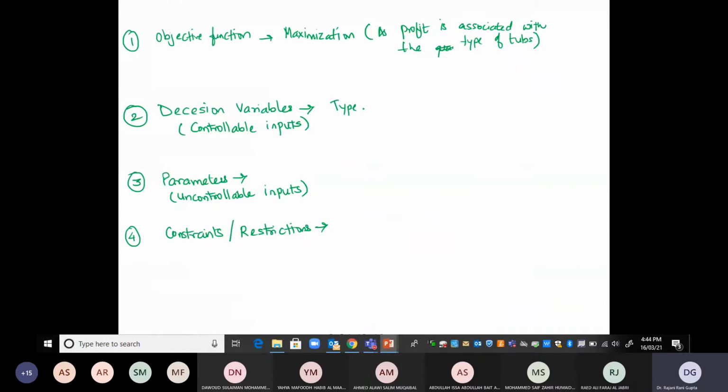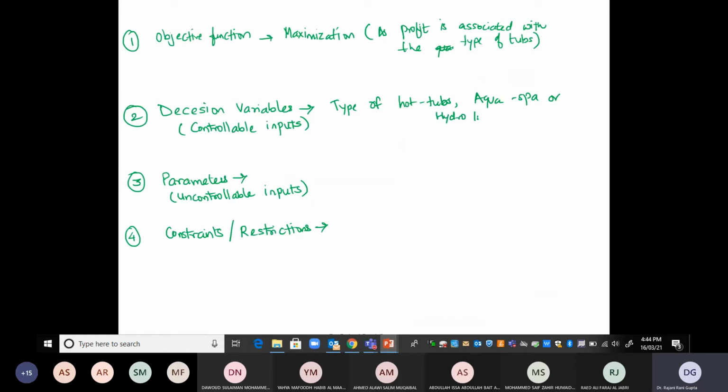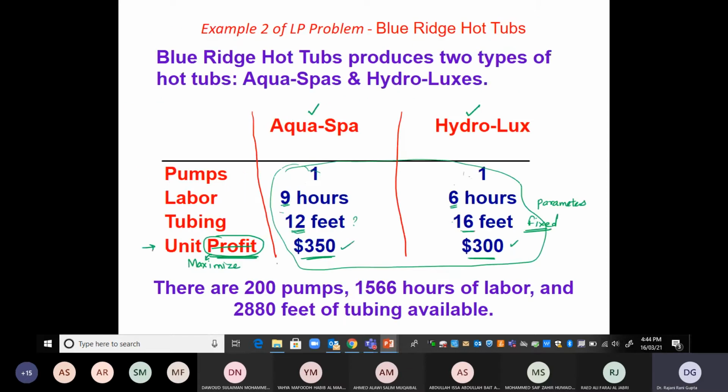Type of hot tubs, means Aquaspa or Hydrolux. Now it is your decision how many you want to purchase. So let's say you want to buy X number of Aquaspa and Y number of Hydrolux tubs. Okay. So these are decision variables which you don't know.